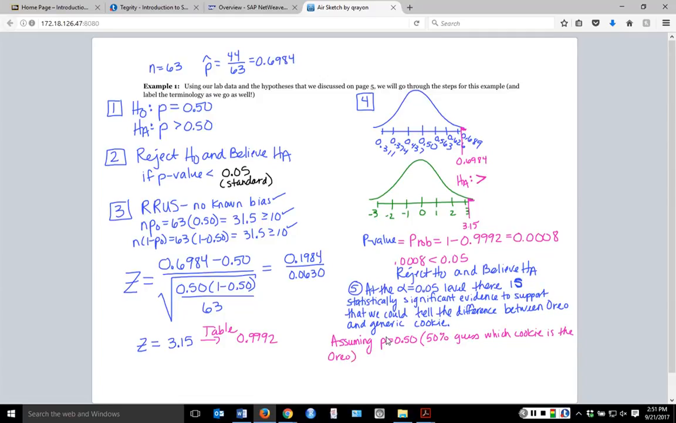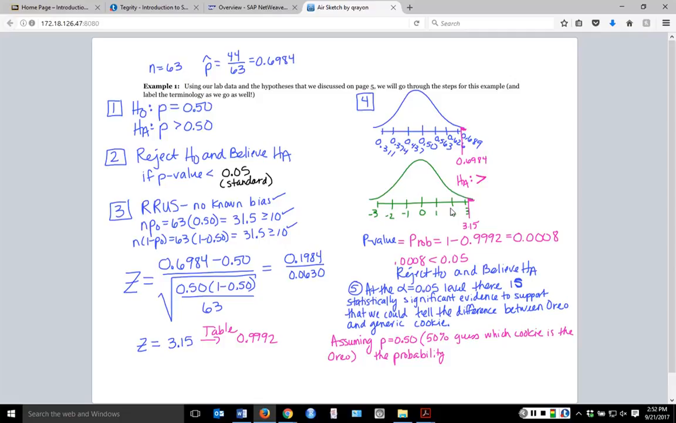So assuming that that is true, the probability, and then normally I was interpreting this picture in the previous set of notes. So I would have the probability that at least 44 of the 63 people identified the Oreo correctly is 0.0008. I'm no longer going to interpret this picture because it changes based on every problem I'm working with. Instead, I'm going to interpret this one instead.